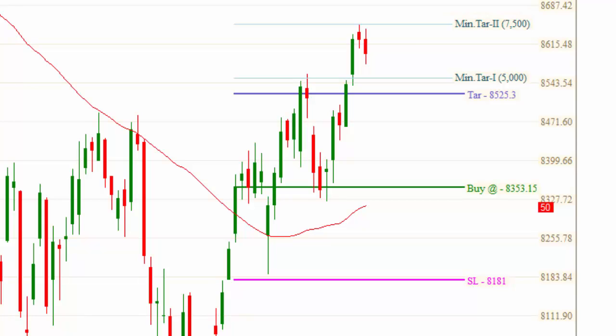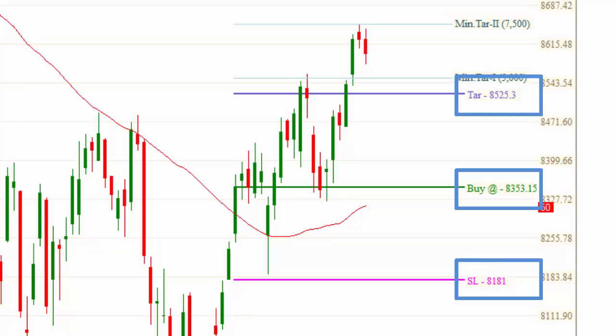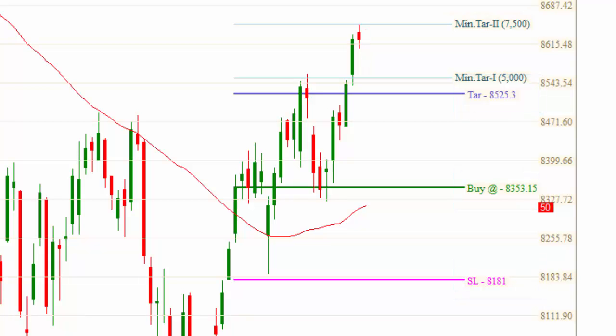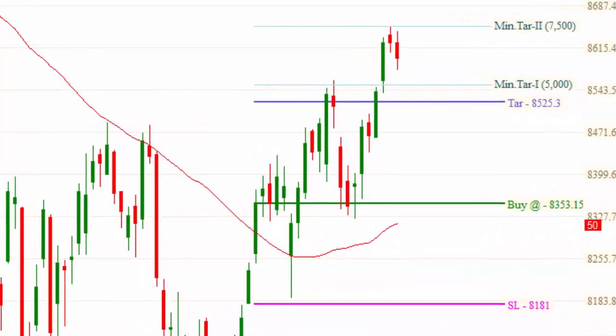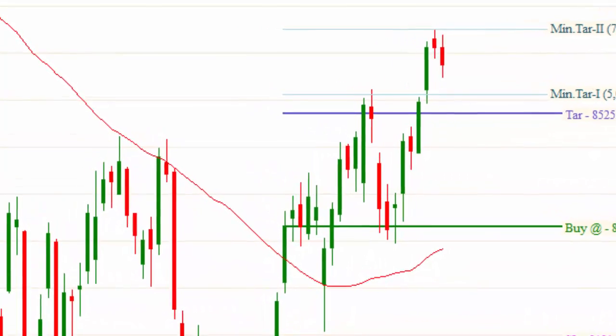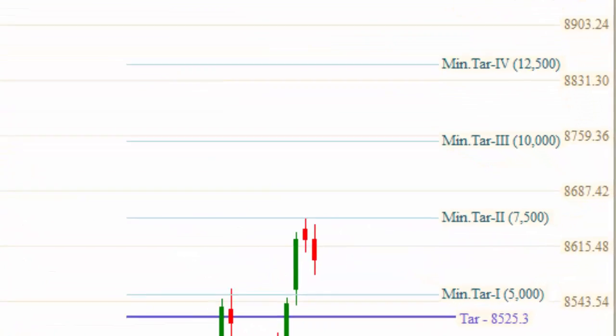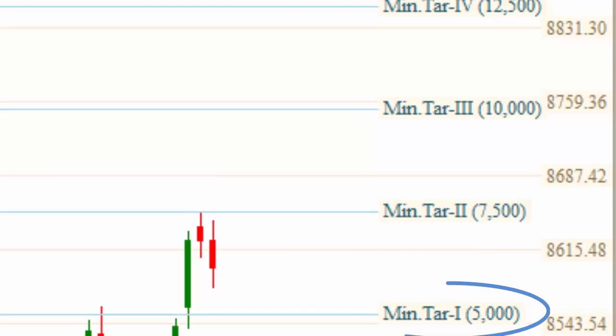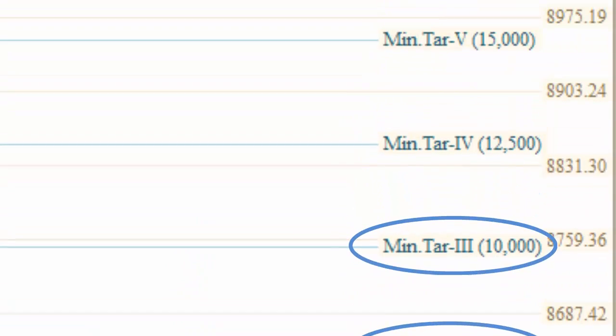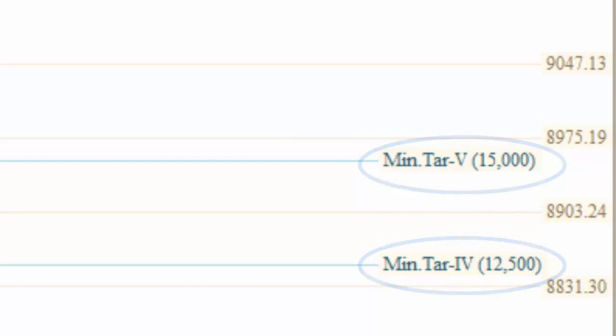The EOD chart also has a buy and sell recommendation. Just like the intraday chart, there is one buy point, a stop loss point and the target point. And the main important thing, the same as the intraday chart, here also there are 5 minimum targets, starting from 5,000 to 15,000.